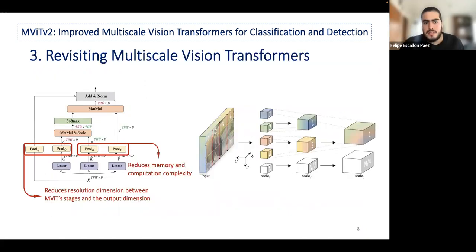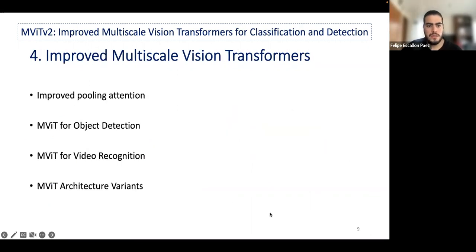So revisiting this multiscale vision transformer, I already mentioned what they did by pooling the tensors, and they use the multiscale, sort of what we did in CNNs, to analyze their features in a more efficient way. So I'm going to talk about four main things: the improved pooling attention they proposed, the applications for object detection, video recognition, and some different architecture variants.